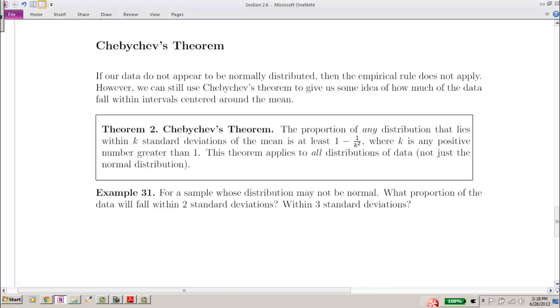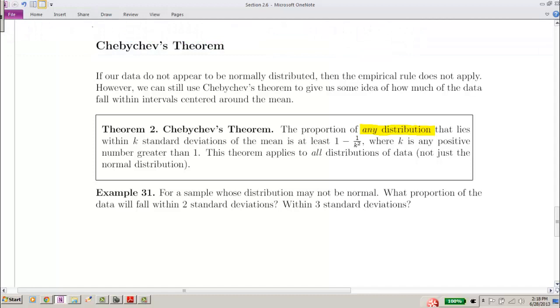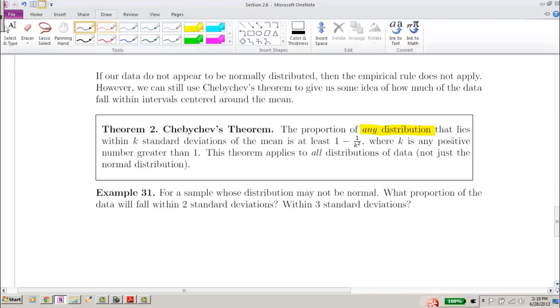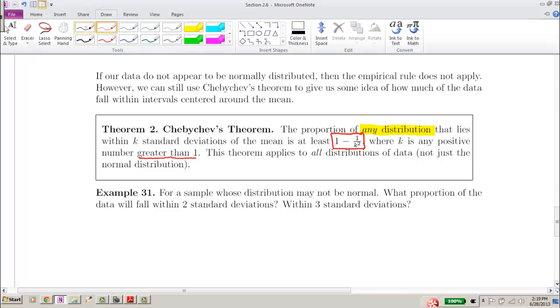This says that the proportion of any distribution at all, no matter how skewed that distribution may look, the proportion of any distribution that lies within k standard deviations of the mean is at least 1 minus 1 over k squared, as long as k is a positive number greater than 1. So it won't hold for if k is equal to 1, within 1 standard deviation, but when we're talking about within 2 standard deviations or 3 standard deviations, we can apply Chebychev's theorem to any type of distribution.